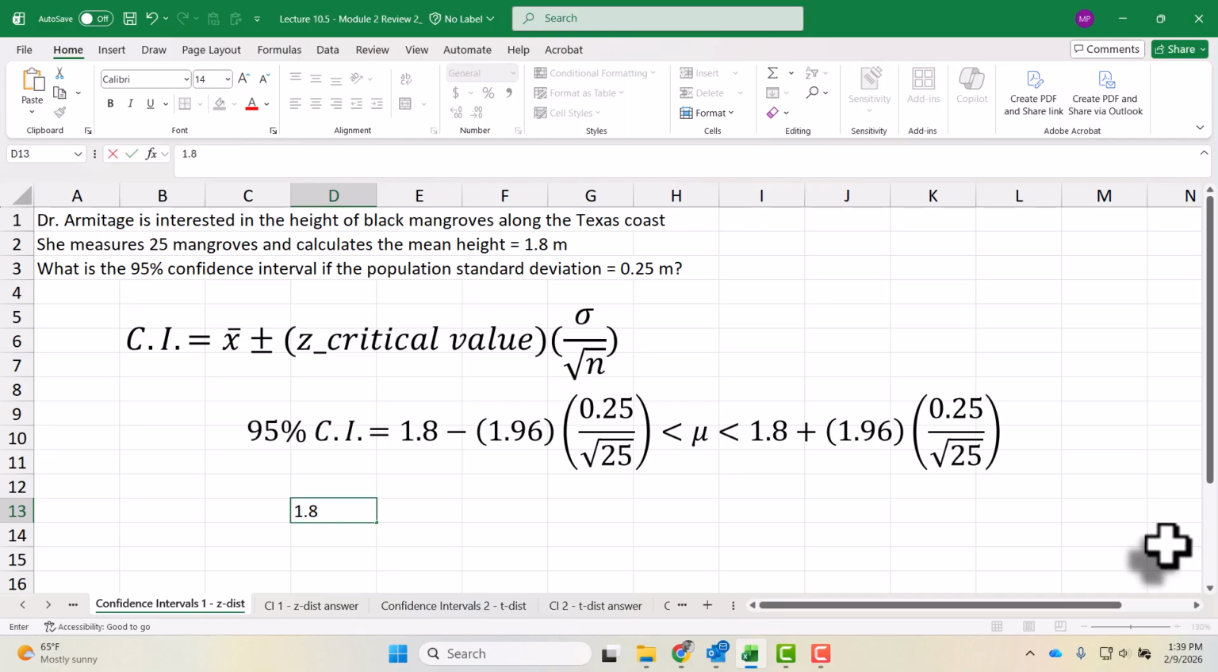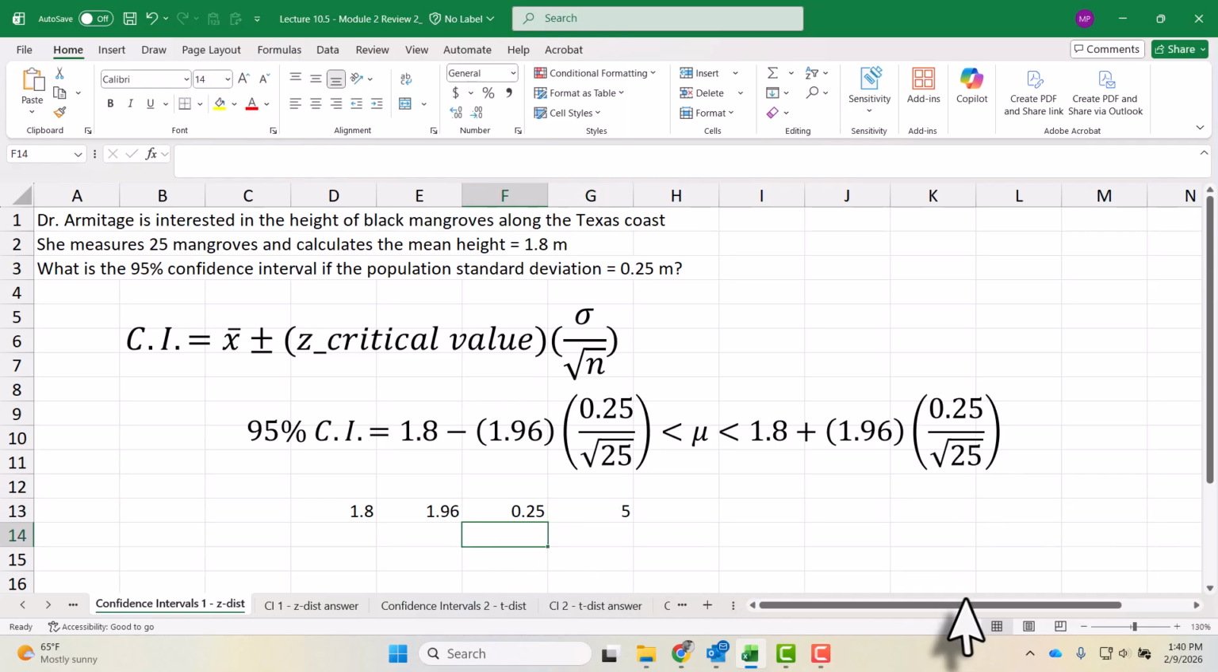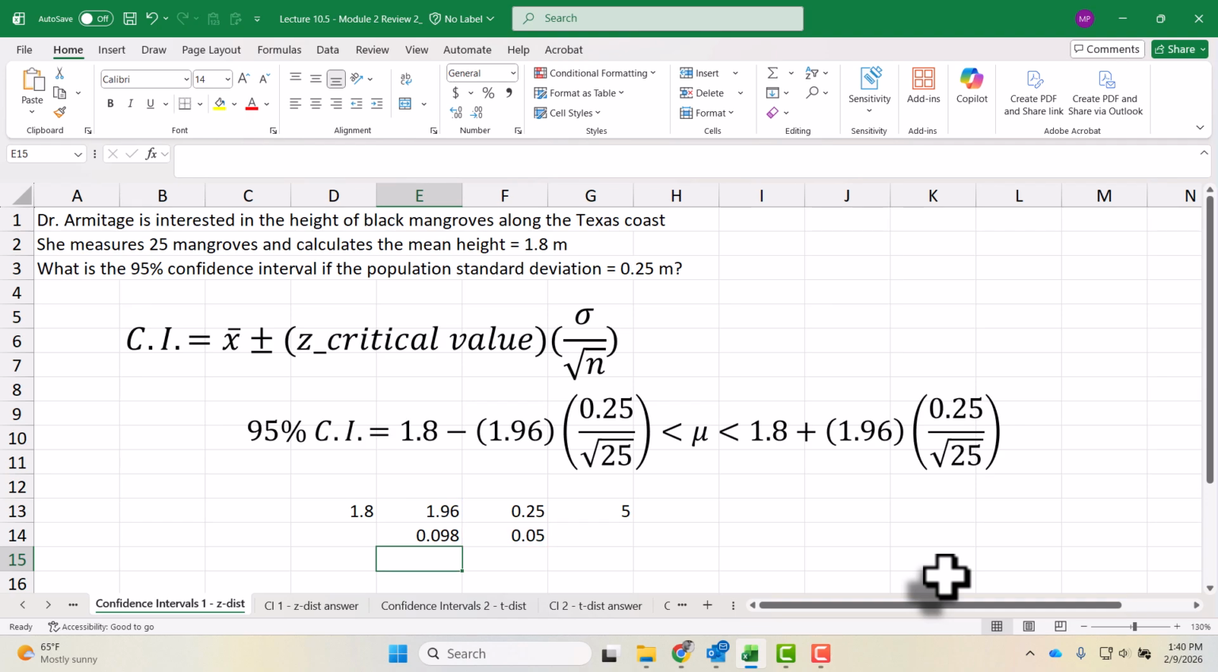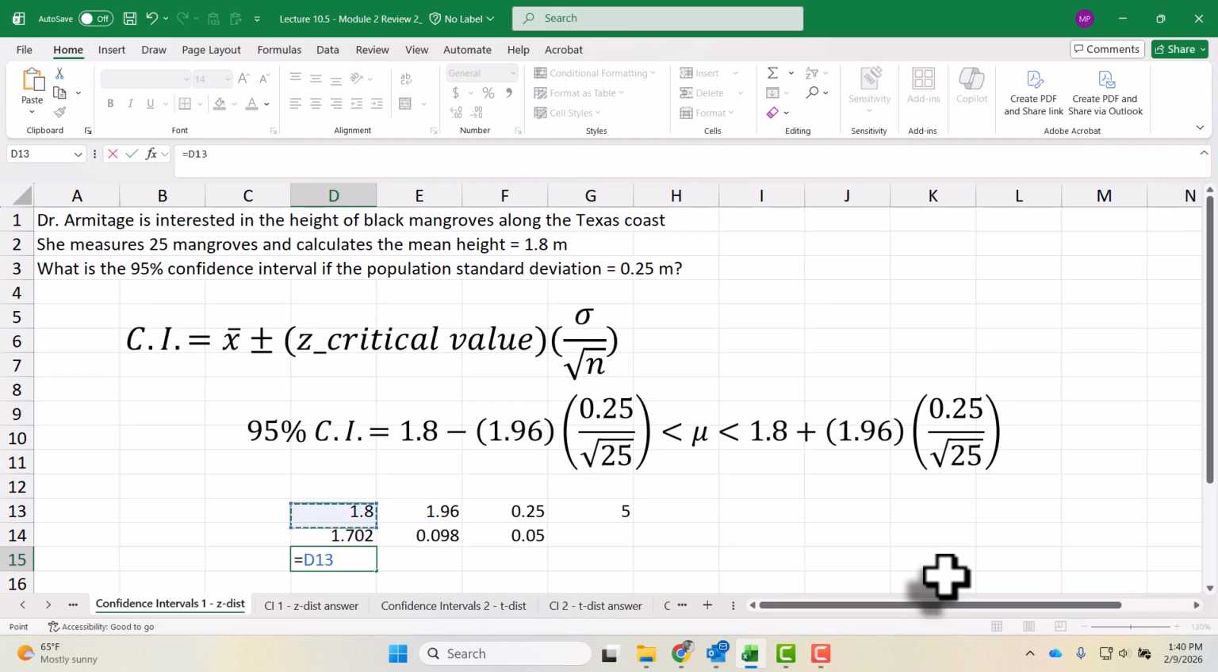So we've got our mean, 1.8, we have our critical value, 1.96, we have our standard deviation, 0.25, and we have our sample size, which we're going to need to take the square root of. From here, it's just a matter of doing the math. So we take 0.25 and we divide it by that square root of 25. We're then going to multiply it by our critical value. And then we're going to take 1.8 and first subtract that value. And then we're going to take 1.8 and we're going to add that value.